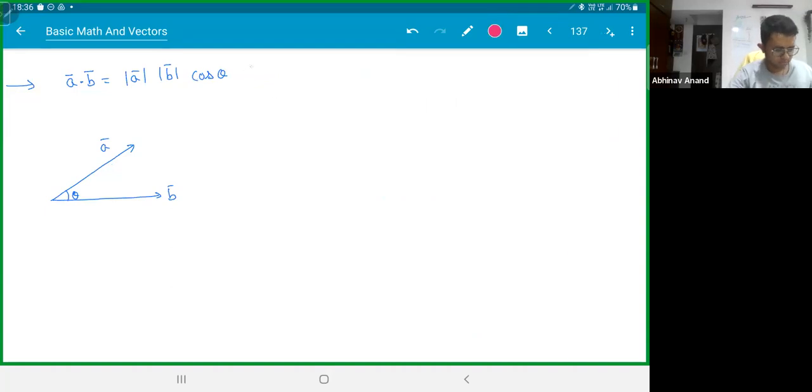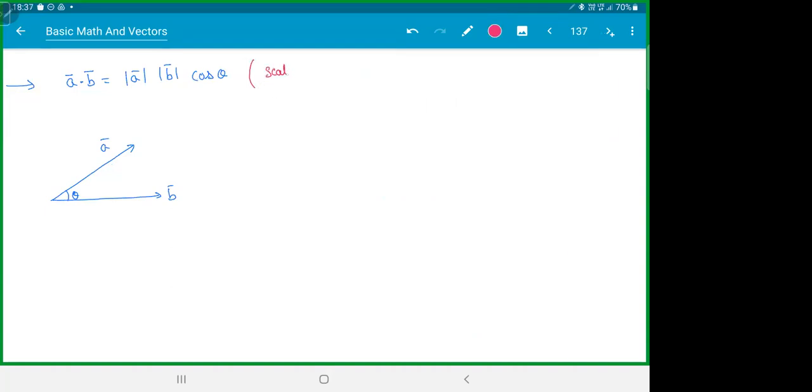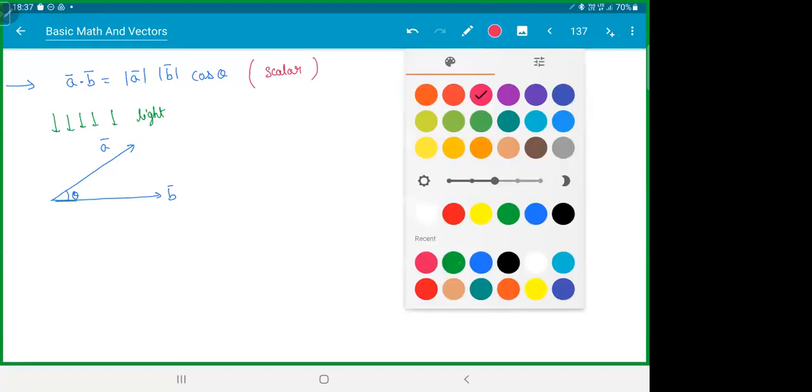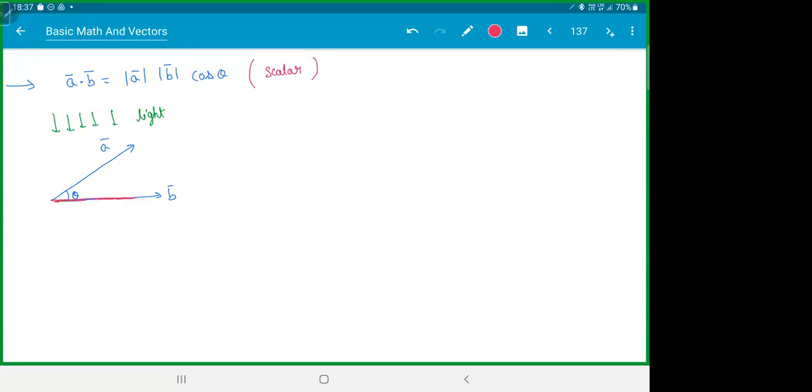So here, this will give you a scalar. There is no direction. So what is the meaning of this? If you take vectors A dot B and imagine you shine light like this, the shadow which you get, this will be the shadow, right? This is the shadow of A bar on B bar. This is what we call the projection of A bar on B bar.